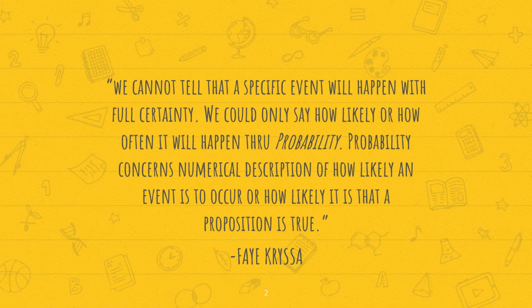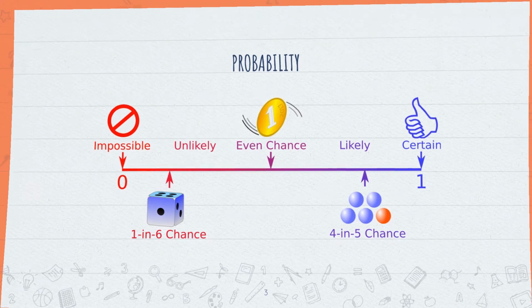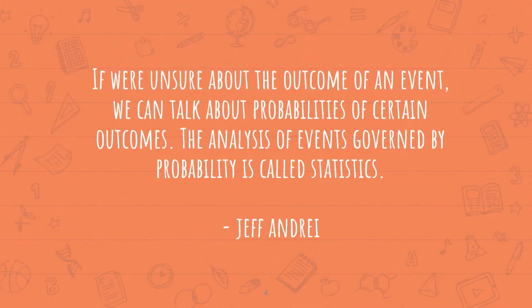We cannot tell that a specific event will happen with full certainty. We could only say how likely or how often it will happen through probability. Probability concerns numerical description of how likely an event is to occur or how likely it is that a proposition is true. If we're unsure about the outcome of an event, we can talk about probabilities of certain outcomes.